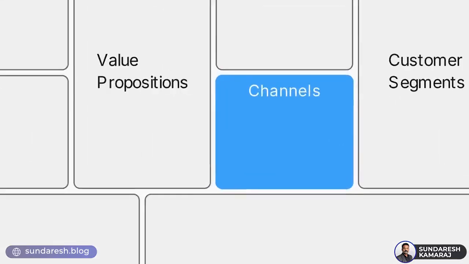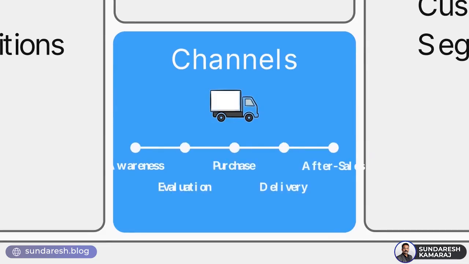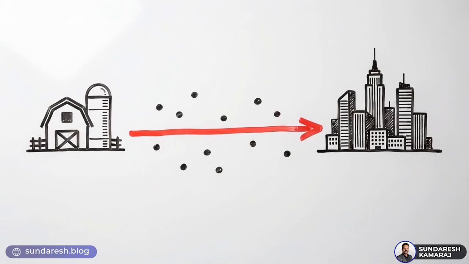Step 4 is mapping your channels. You must determine how the business reaches each segment across 5 phases: awareness, evaluation, purchase, delivery, and after-sales support. Continually assess your distribution and communication paths. The goal is to reach your customers through methods that are both effective and cost-efficient.